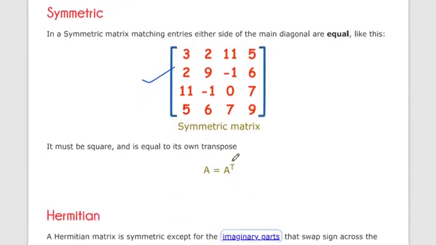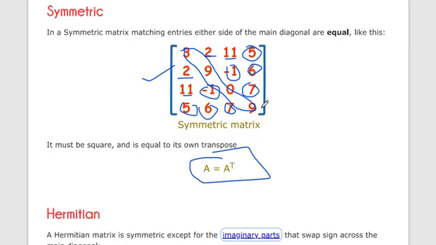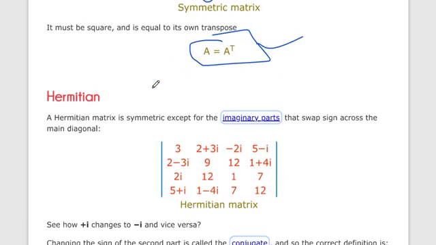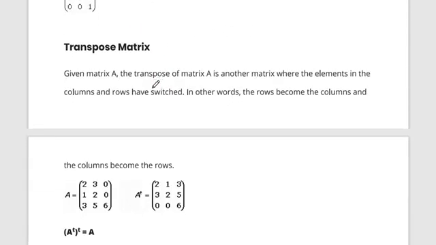Symmetric: what is symmetric? Symmetric means A and its transpose matrix are equal. If this is the diagonal, then these two are the same, 5 and 5, minus 1 and minus 1, 2 and 2, 6 and 6. So you can see that the part below the diagonal and the part above the diagonal are the same, so A and A transpose are the same, and it is called symmetric. This we already know.